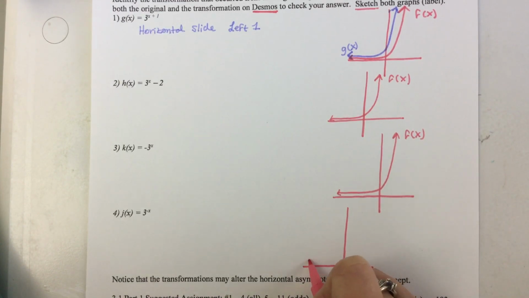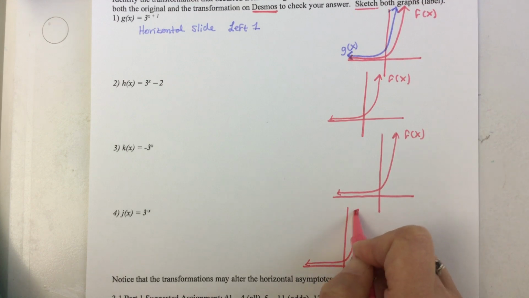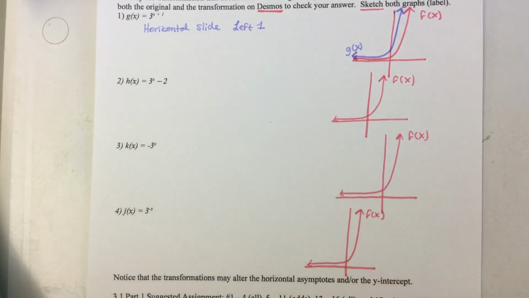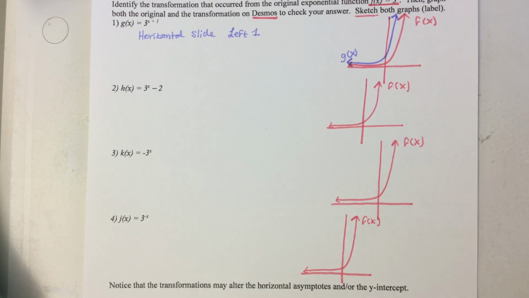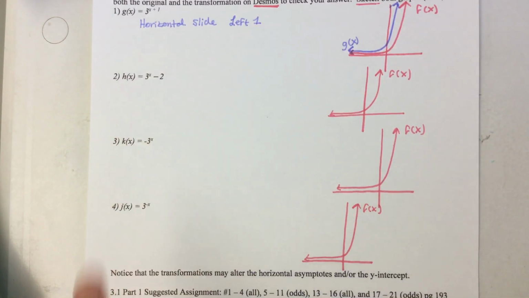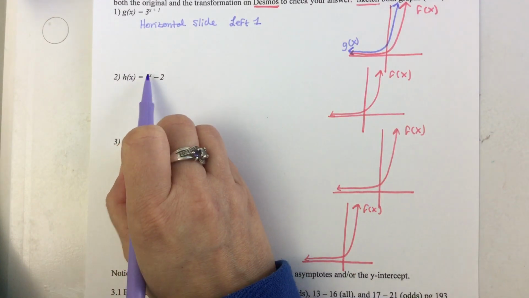If I go ahead, this is f of x. So we have that. We see it's going upwards, that sort of thing. All right, now if I look at the next one, here's my 3 to the power of x.